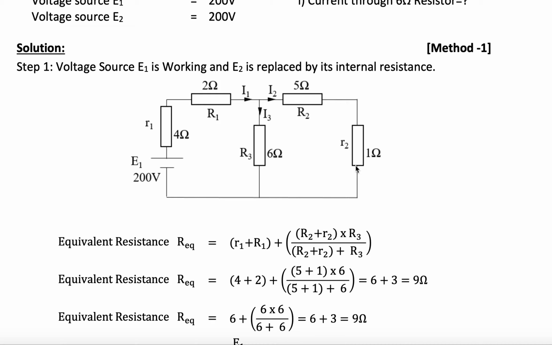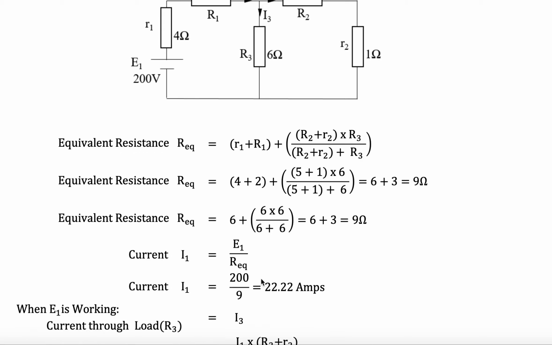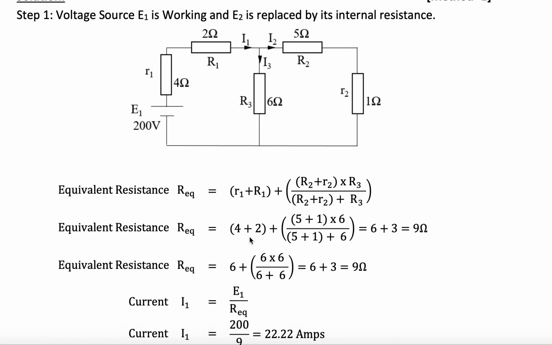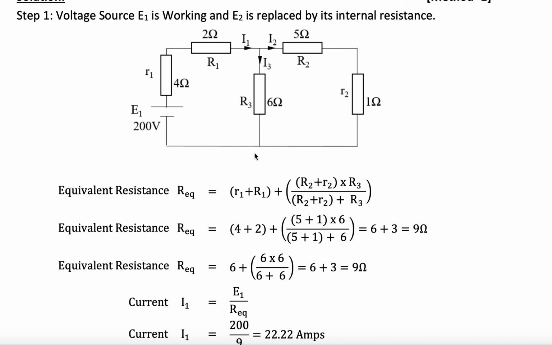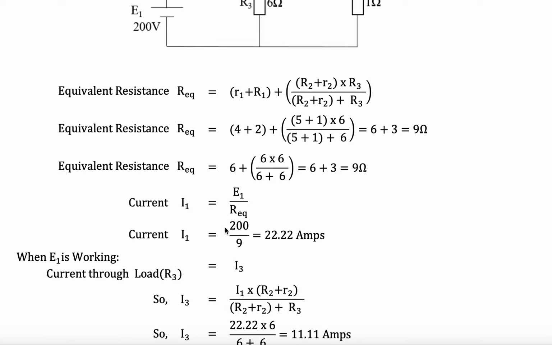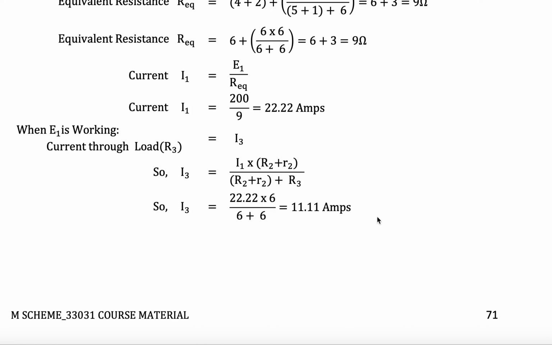Now find R equivalent: 5 plus 1, 6. 6 parallel 6 is 3. 3 plus 2 plus 4 is the total resistance, 5 plus 4, 9. You have to keep the internal resistance of the battery as well. 9 is the equivalent resistance, 200 by 9 is the current I1, 22.22 ampere. What about I3? I3 is total current I1 into the opposite branch, 6 by total 6 plus 6, 12. So I1 by 2 is 100 by 9, that is 11.11.